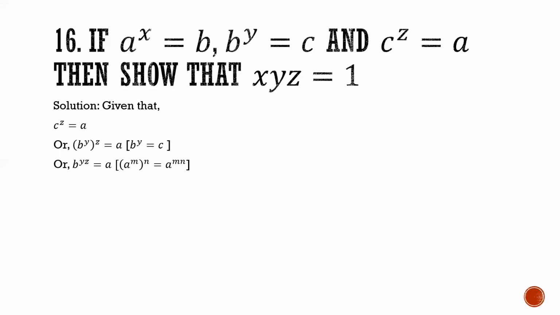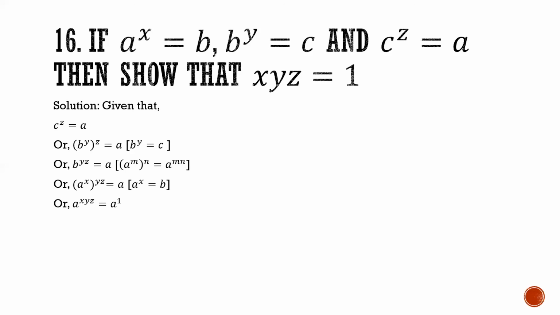Now again, if we look at the problem, we can see that the value of b is a to the power x. So we will replace b by a to the power x. Replacing that, we will get a to the power x to the power yz is equal to a, because a to the power x equals b, which is given. Then again, like the previous line, the index formula a to the power m to the power n equals a to the power mn. Applying that, we will have a to the power xyz.